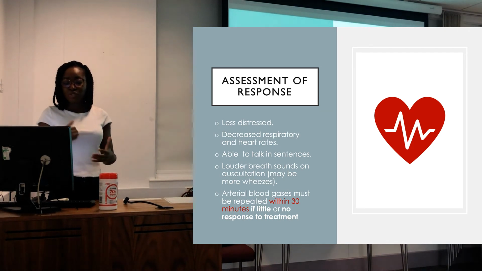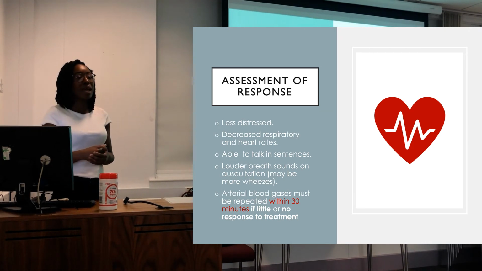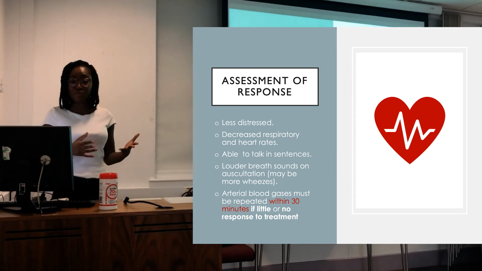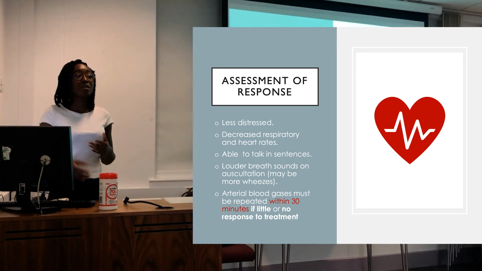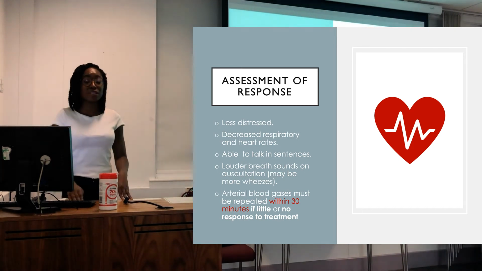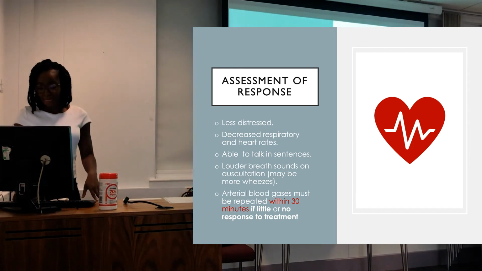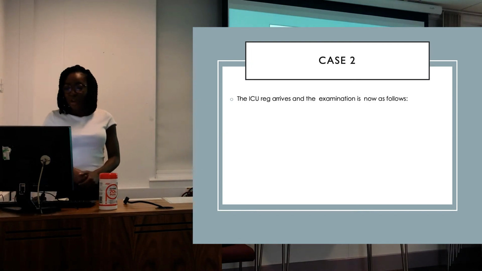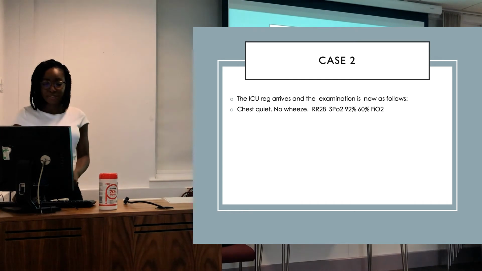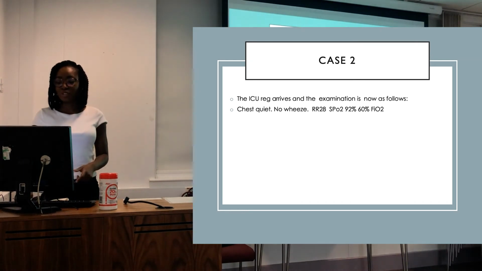And then make sure that you repeat the ABG within 30 minutes if you're not seeing any response. So little or no response, repeat that ABG, because that ABG is going to indicate whether or not potentially that patient might need to go to intensive care or something like that. So the ICU reg arrives and examination is now as follows. The chest is quiet, there's no wheeze, respiratory rate is 28, SATs of 92 on 60%.